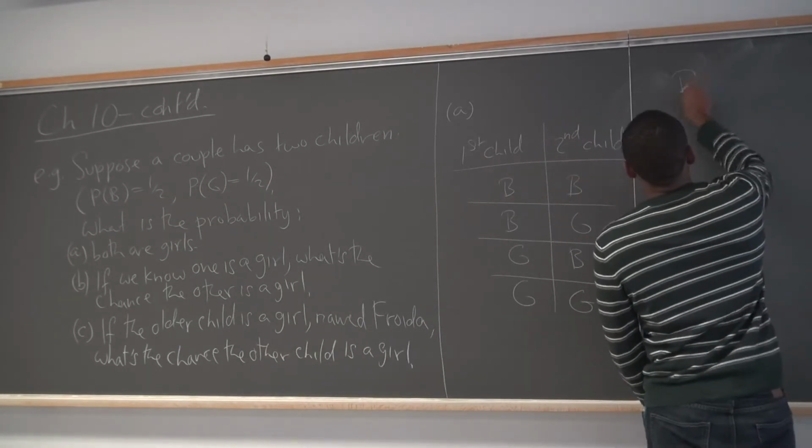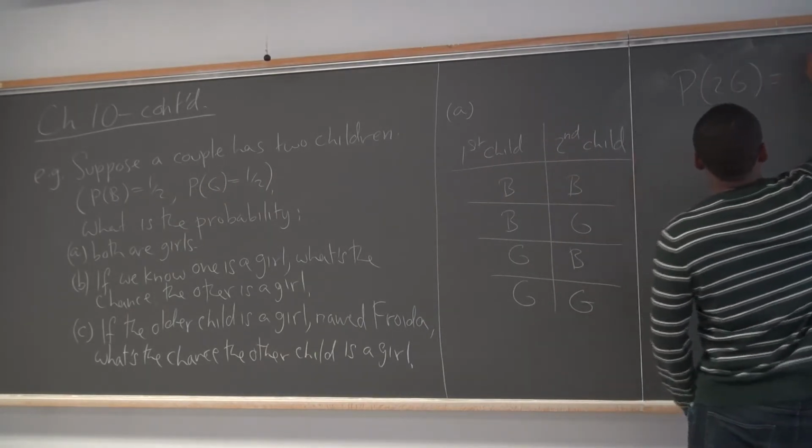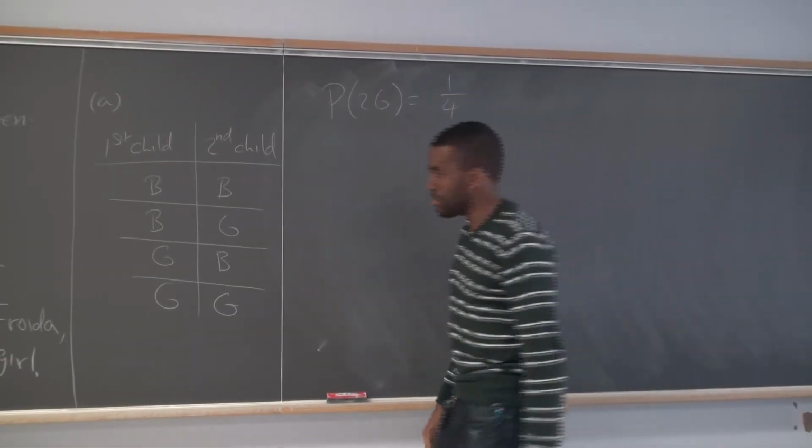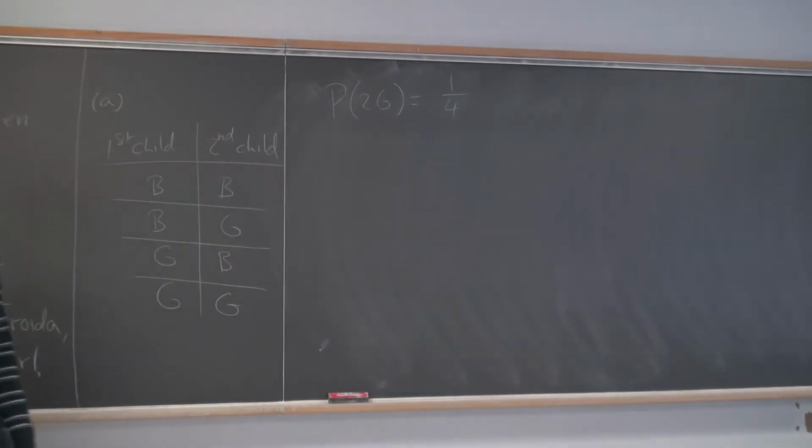So in part A, the probability of 2 girls is simply 1 out of 4, right? It's half times half. We haven't covered that concept yet, but we're going to get to it. It would be a multiplication, half times half.